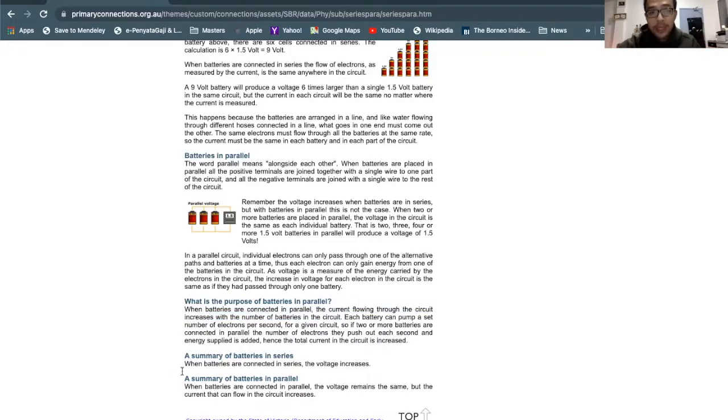So to summarize, when batteries are connected in series, the voltage increases. But when batteries are connected in parallel, the voltage remains the same as 1. But the current that can flow in the circuit increases because there are many ways for the same amount of electrons to come out. Manakala in a series circuit, as I said, it's like a hose. You join all 4 hoses together, the amount of current that goes in is the same amount of current that goes out. It just gets passed from one to another.